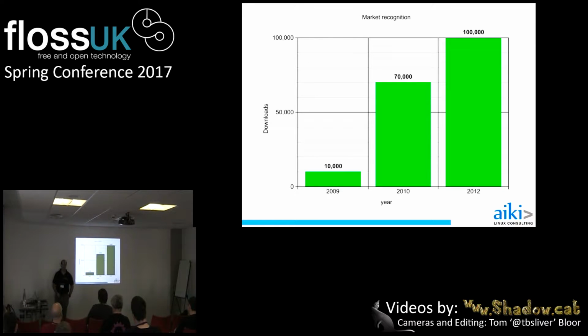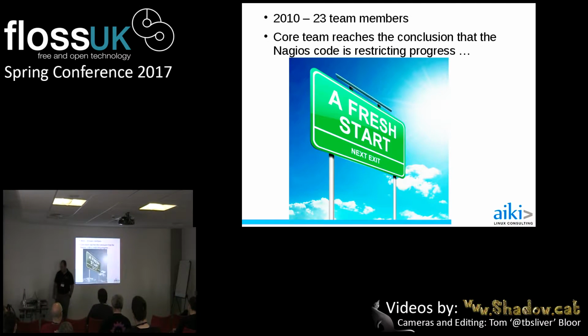However, market penetration. By the end of 2009, we had 10,000 downloads. By the end of 2010, 70,000. And in 2012, 100,000 downloads for Icinga. For a product 3 years old, I think that's a very good market catch-up. But in 2010, we were 23 members, and the core team reached the understanding that Icinga 1, as it stands, with the assumption of Nagios core, has reached its capacity. It needs a revolutionary idea. It needs to move differently. It has to go in a different way. It can't rely on Nagios core and Nagios code anymore. It needs a fresh start.